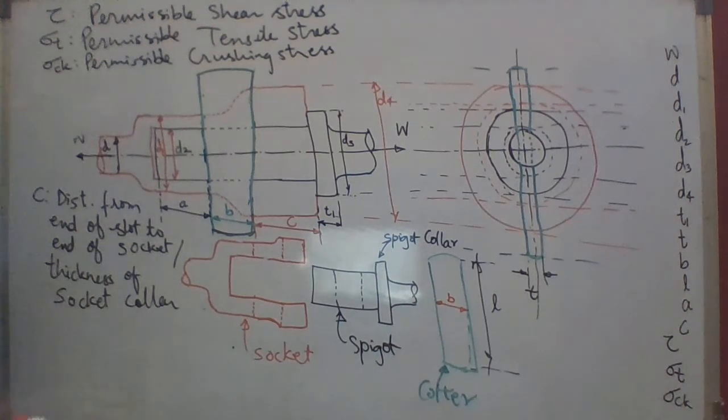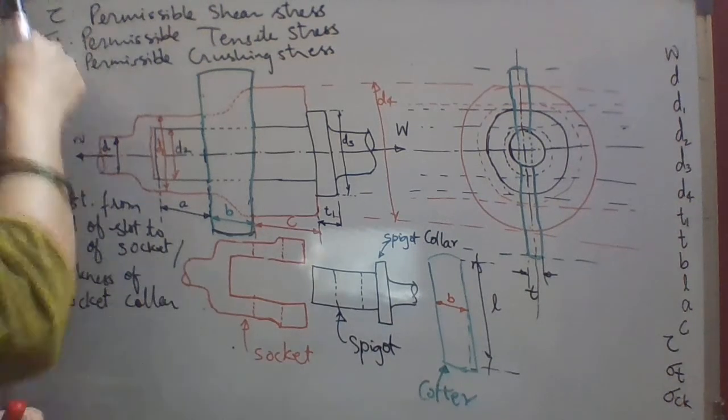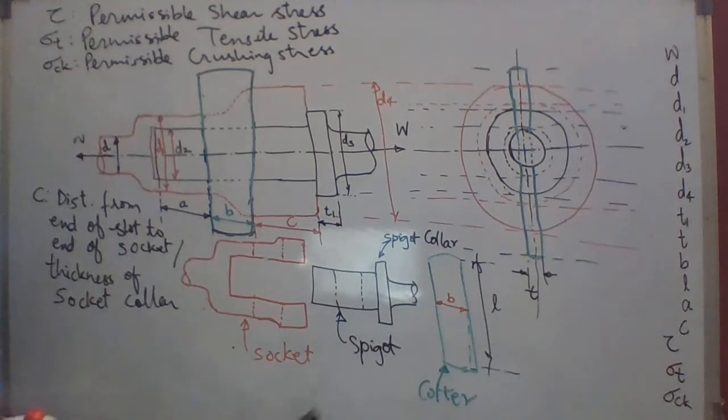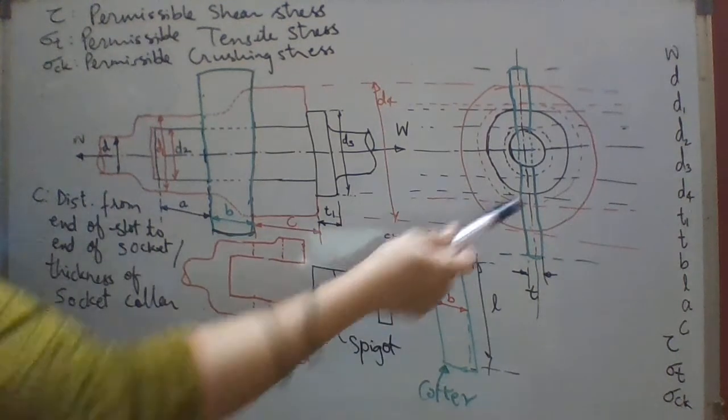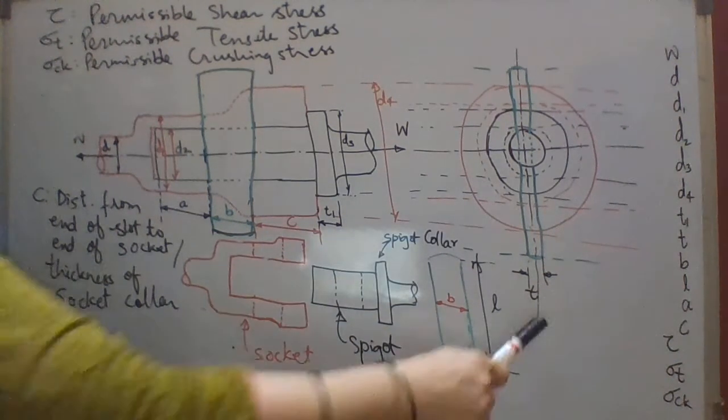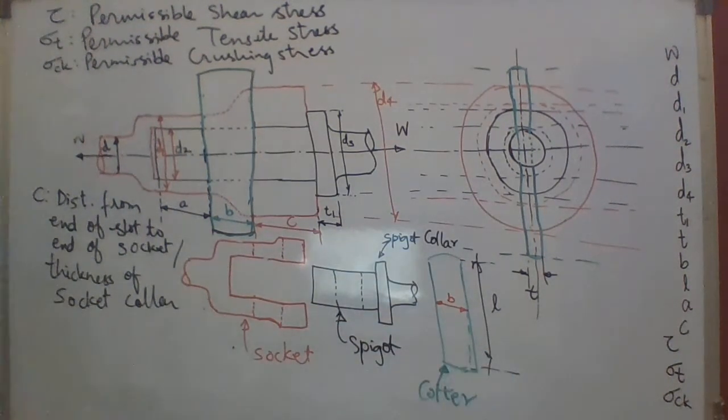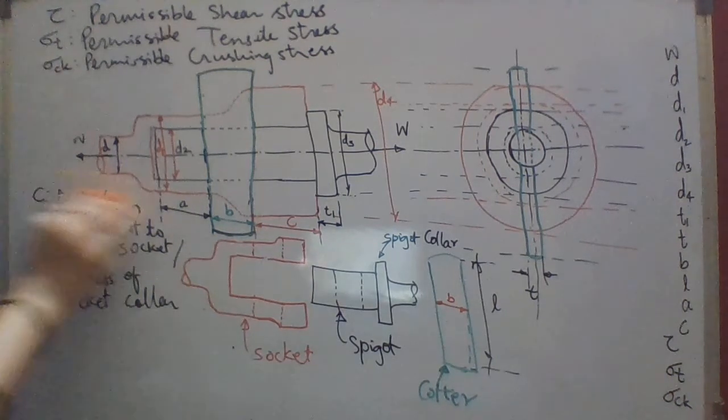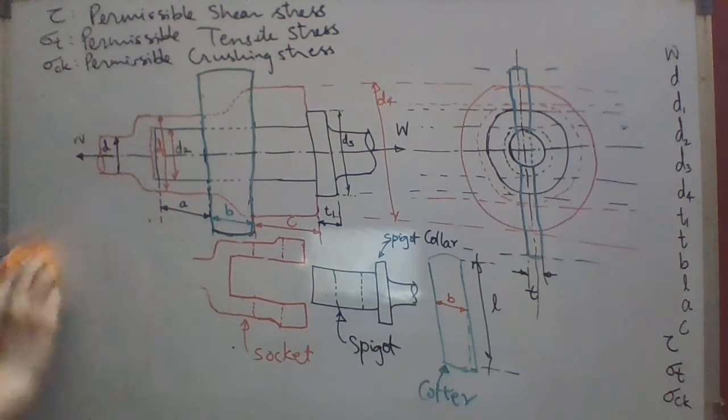We'll consider that all the strengths are equally applicable for the material of spigot, cotter and socket. All these three. From the side view you can see all the parts mainly are circular. Only the thickness of the cotter is visible in the side view. Okay. So if you have understood this, we can take the different design steps.